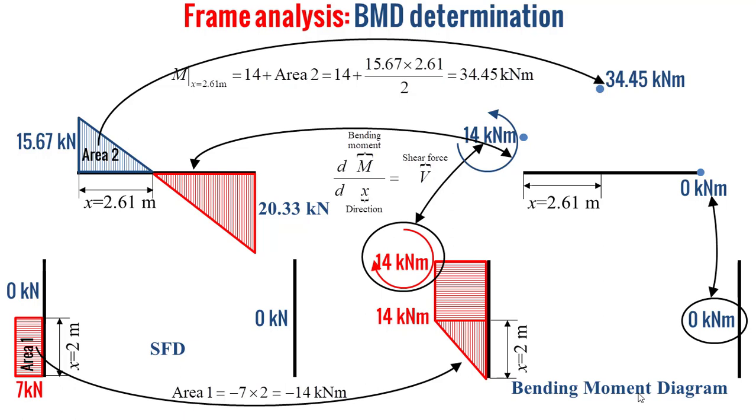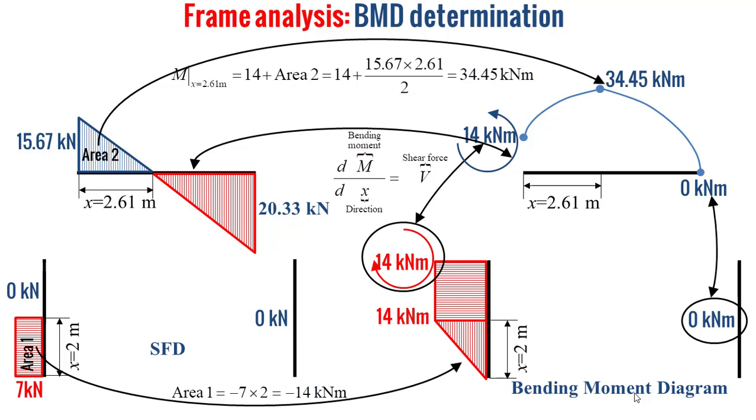Of course, since the variation of the bending moment along the longitudinal direction of the beam is equal to the shear force. And this maximum bending moment, 34.45 kilonewton meter, is obtained as 14 kilonewton meter, which is the bending moment applied at the left-hand edge of the beam, plus area 2. And we can determine finally the evolution of the bending moment diagram, always taking into account that the bending moment is the integral of the shear force.